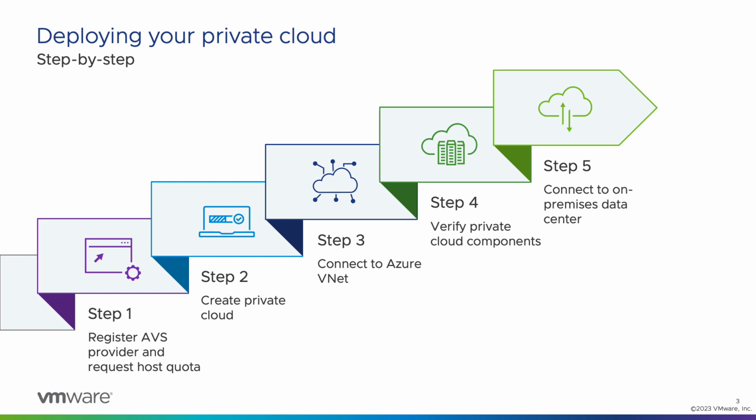Looking at the deployment process step by step, we start by registering the AVS resource provider and requesting host quota. We'll then create that private cloud. Then we'll connect it to the Azure VNet. Then we'll verify the private cloud was deployed successfully. And then we'll connect to the on-prem data center.